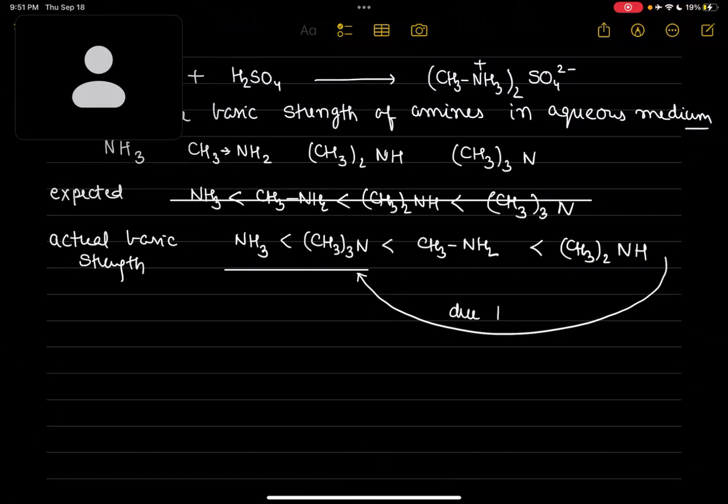So why is it not so basic? Because the tertiary amine is not having NH bonds, so it cannot participate in hydrogen bonding. Secondary amine, primary amine, that is okay. This is as per the trend. Is it clear?